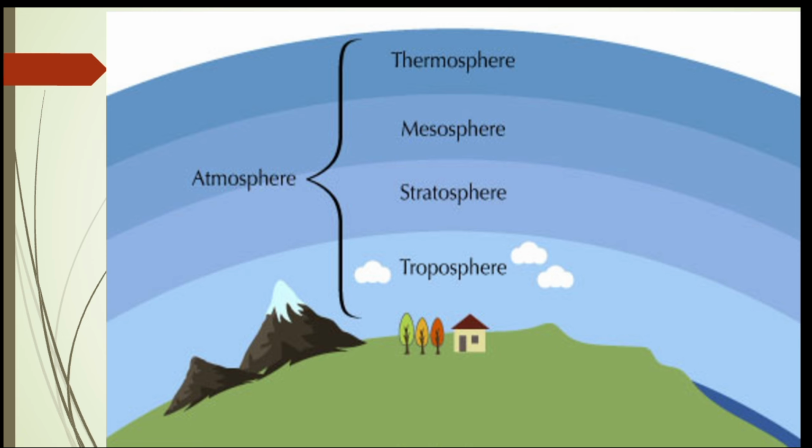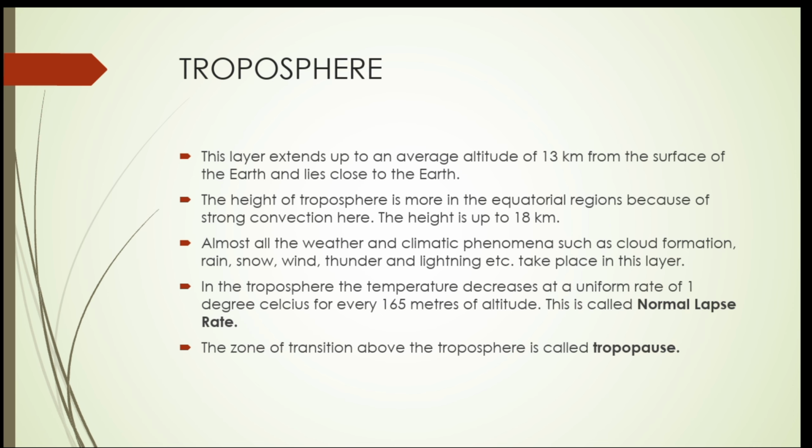Let us look at each of these layers in some detail. The first layer is the troposphere. As we saw in the picture, this is the layer that is closest to the Earth's surface. This layer extends up to an average altitude of 13 km from the surface of the Earth. And as we already said, this layer lies closest to the Earth.